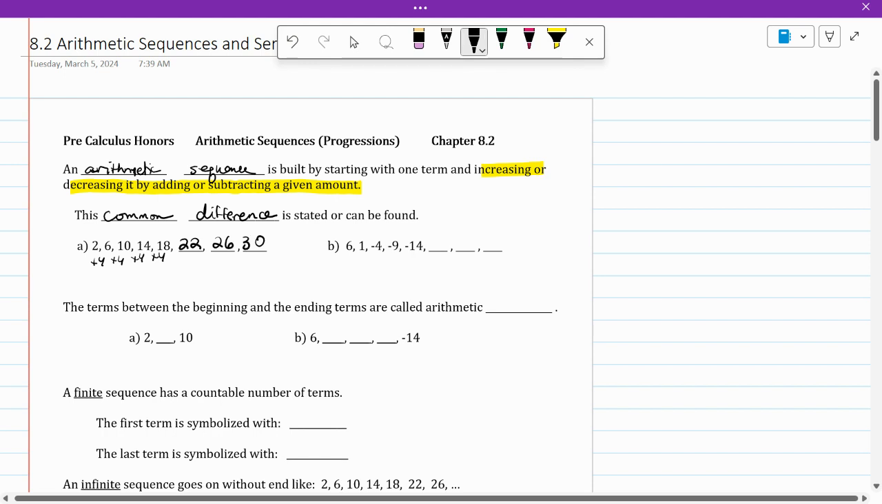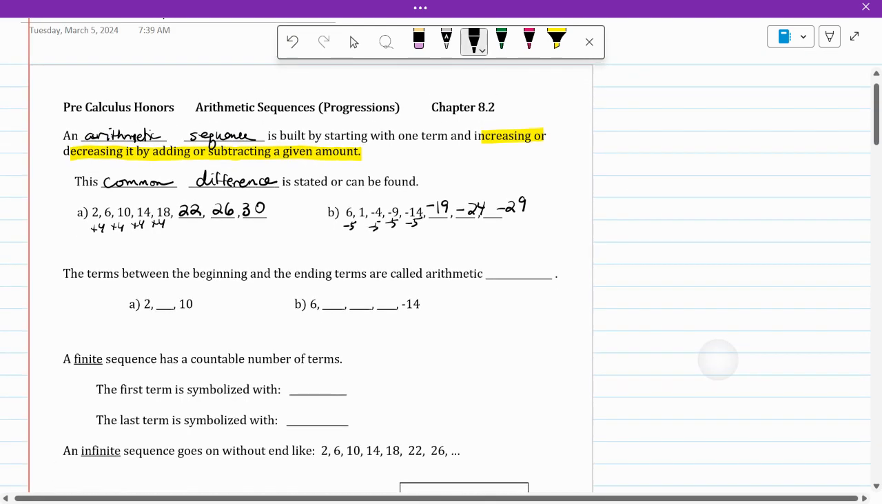The same thing with the next one. The next one is 6 and then 1 and then negative 4. This one's going down, and it looks like it's going down by 5 each time. So the common difference in this example would be negative 5. To get the next term, we'll just subtract 5. So it'd be negative 9, and then negative 14, and then negative 19.